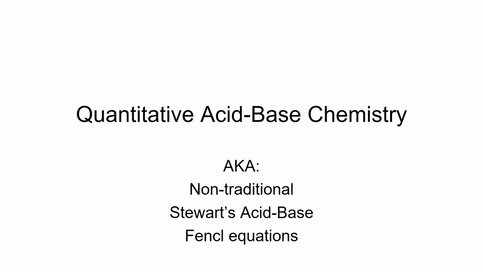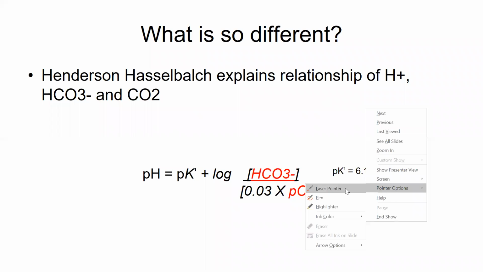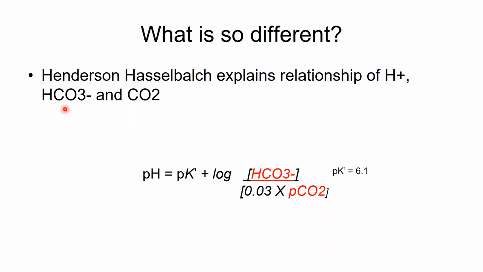This is called quantitative acid-base chemistry, non-traditional approach to acid-base chemistry, Stewart's acid-base chemistry, Finkel equations, strong ion approach. It's called a number of things. But what is different about it is that it uses a number of different independent variables to explain hydrogen ion concentration and bicarb concentration.